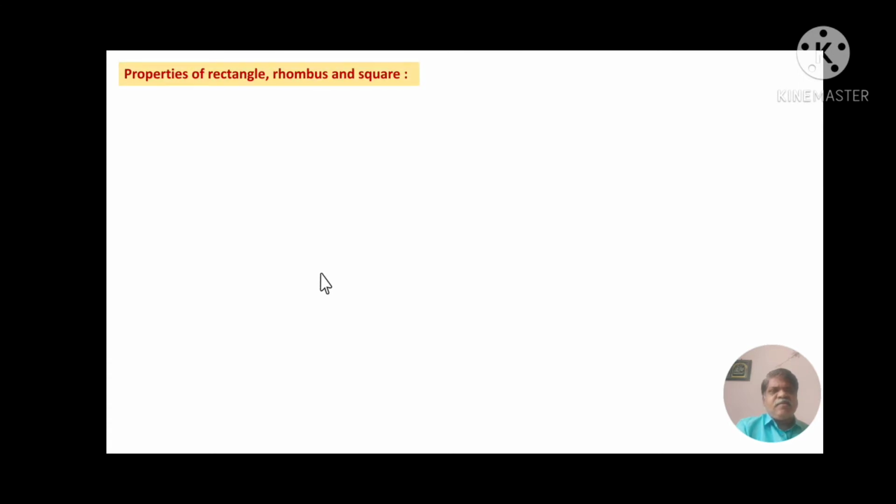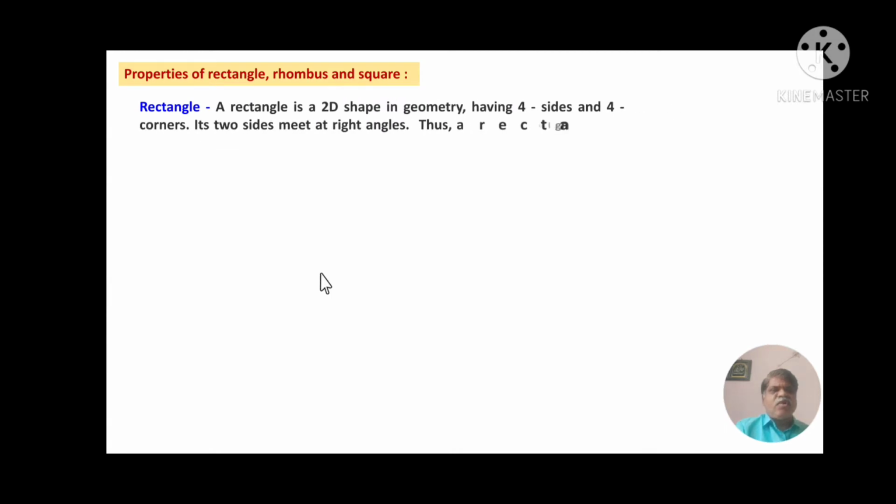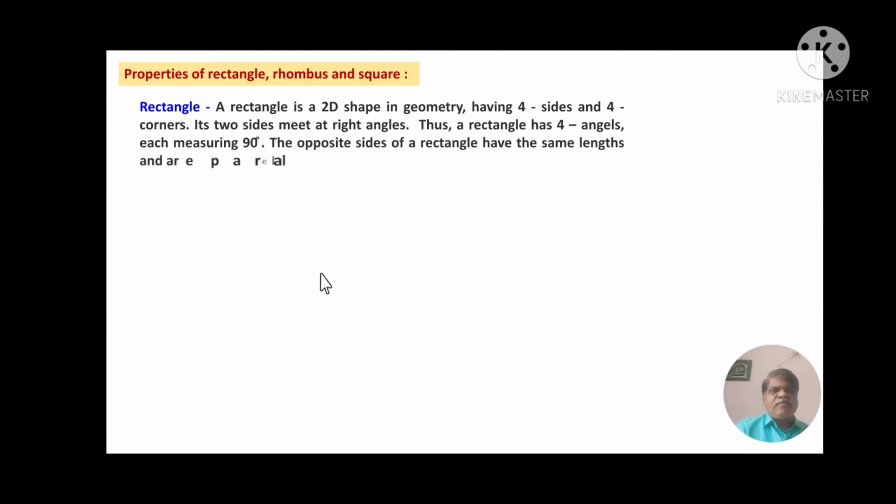Friends, let us see the properties of this one. First of all, we see the definition. A rectangle is a 2D shape in geometry having 4 sides and 4 corners. Its 2 sides meet at right angles. Thus a rectangle has 4 angles, each measuring 90 degrees. The opposite sides of a rectangle have the same length and are parallel. In the adjoining figure, ABCD is a rectangle wherein the congruent parts are shown with identical marks.